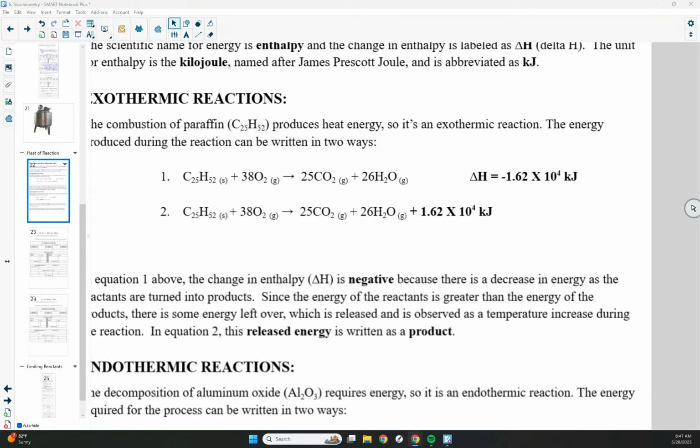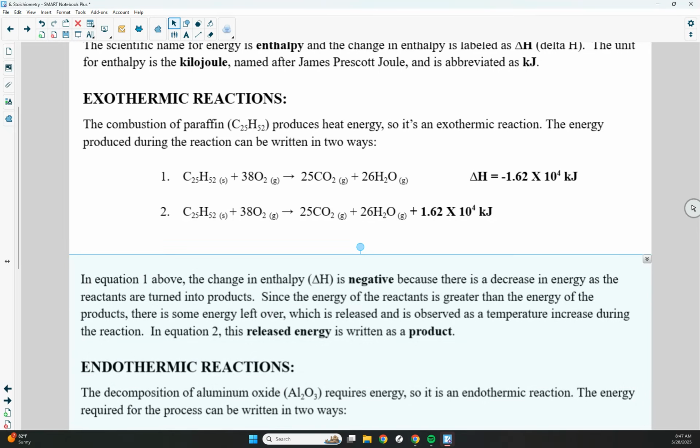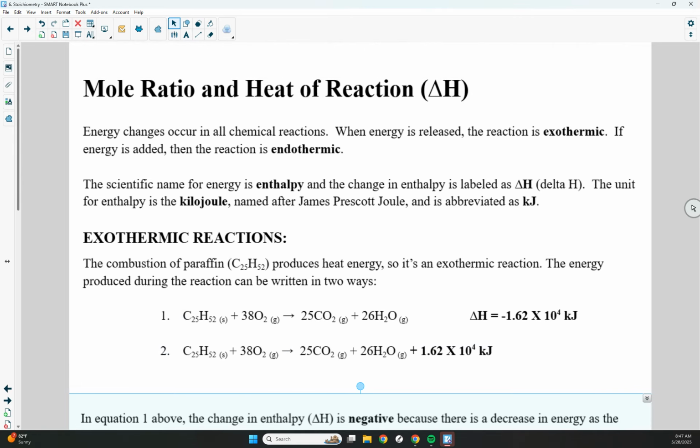Hello, chemistry, Mr. McKee here, and I want to talk to you about mole ratio and heat of reaction. This is the next stop on our tour of stoichiometry. So the first thing we need to discuss is the difference between endothermic and exothermic reactions.